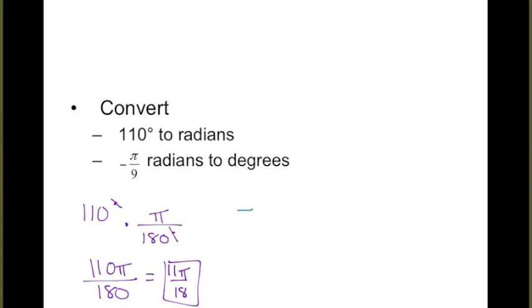For the next one, negative pi over 9, we're going to use a fraction of 180 and pi. We want to put on the bottom what we started with, so it will cancel. We're starting with pi, so we put pi on the bottom, which puts 180 on the top. Then the pi's cancel, and we get negative 180 degrees over 9, or negative 20 degrees.